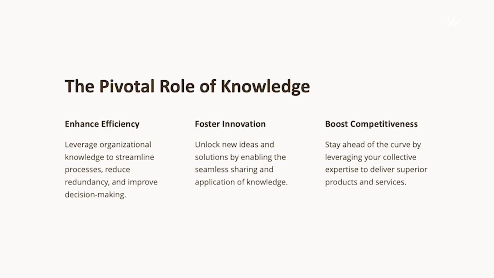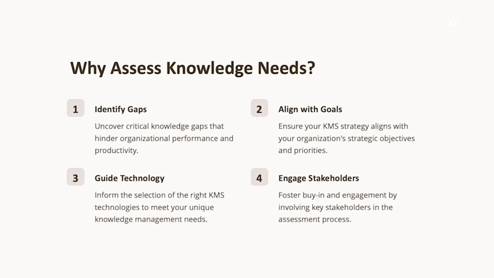The process of assessing knowledge needs serves several critical functions. Identifies gaps. It helps identify gaps between the current state of knowledge within the organization and where it needs to be for optimal performance. Aligns strategy. It ensures that the KMS strategy is directly aligned with the organization's objectives, enhancing its relevance and effectiveness. Guides technology selection. It informs the selection of technology and tools that are best suited to meet these specific needs. Engages stakeholders. It involves stakeholders in the process, fostering a sense of ownership and easing the adoption of the KMS.